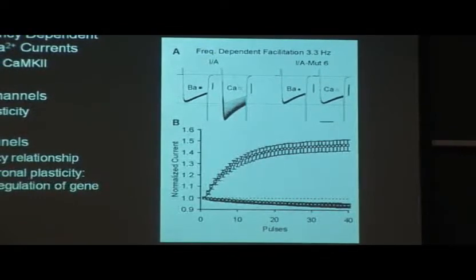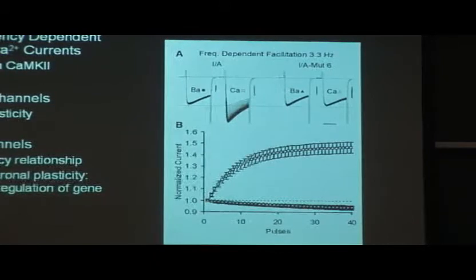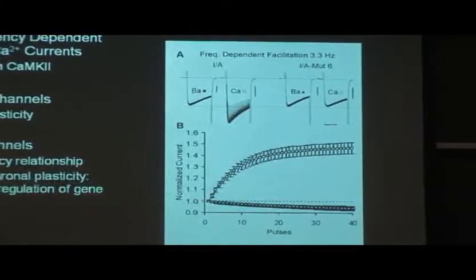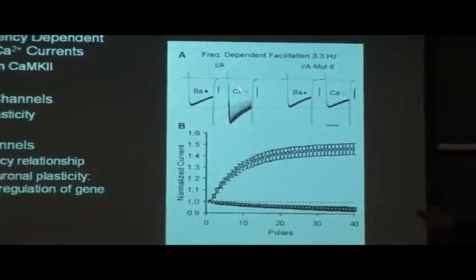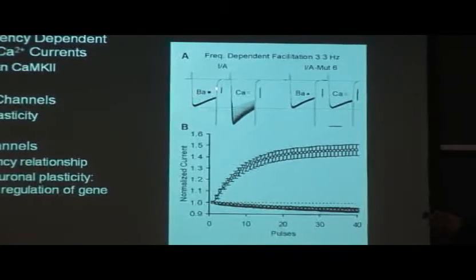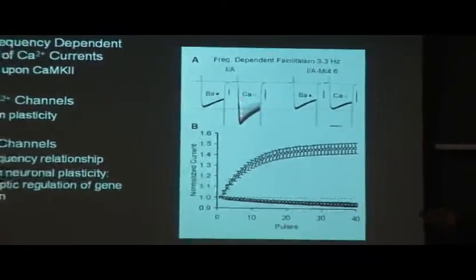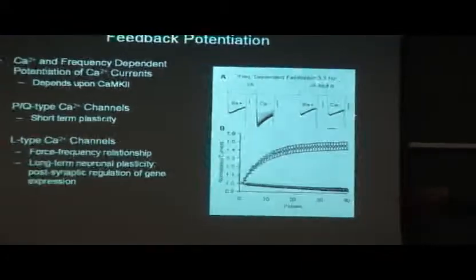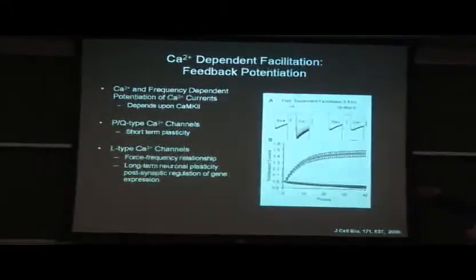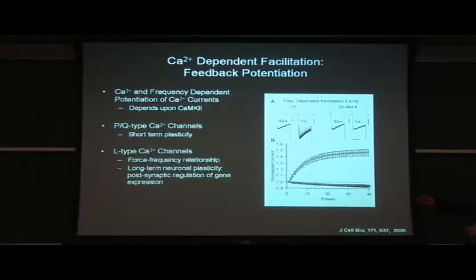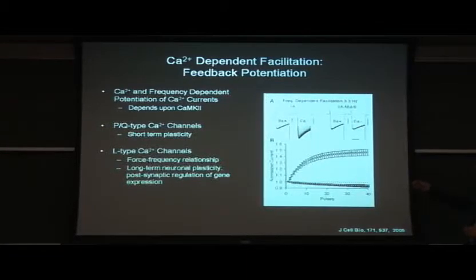to reveal very prominent calcium-dependent facilitation. And so what you see here is 40 successive depolarizations when we use barium as a charge carrier versus 40 successive depolarizations when calcium is the charge carrier, normalized to the first pulse, which is shown in this dotted line here. And you can see this prominent facilitation in this mutant that removes inactivation.